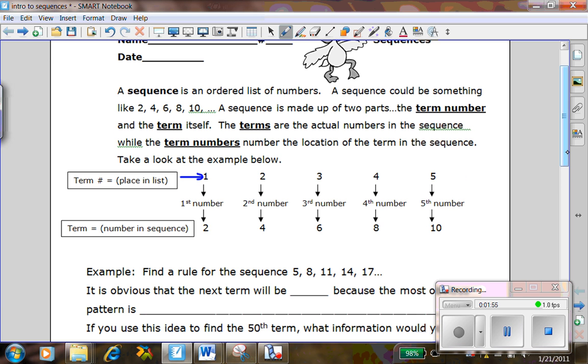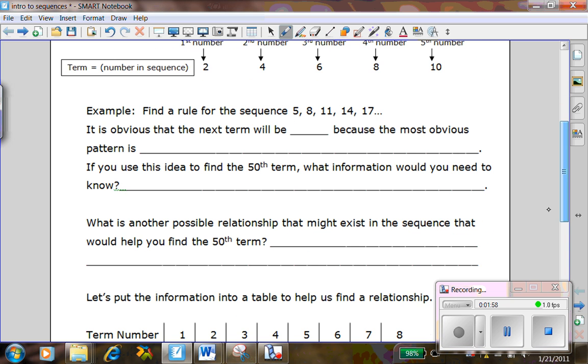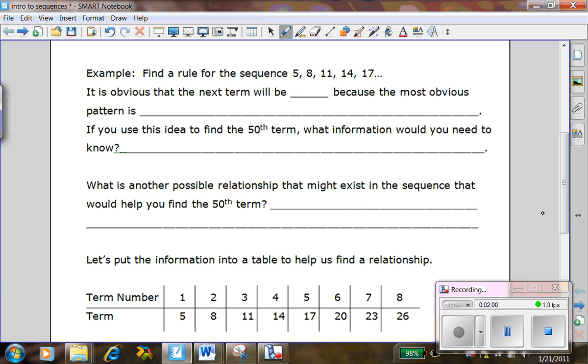Let's take a look at a different example, and hopefully you will start to see some connections between these sequences and the functions we've been working with. So first, it says find a rule, and remember a rule is just an equation, for the sequence 5, 8, 11, 14, 17. So the first term is 5, the second term is 8, the third term is 11, and so on. And now, just by looking at that little bit of the sequence, it says it's obvious that the next term will be what?